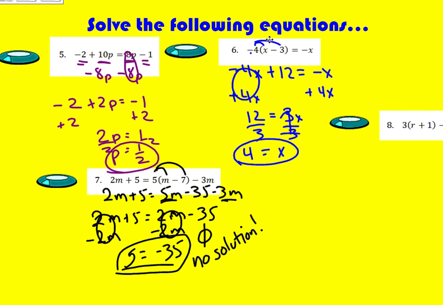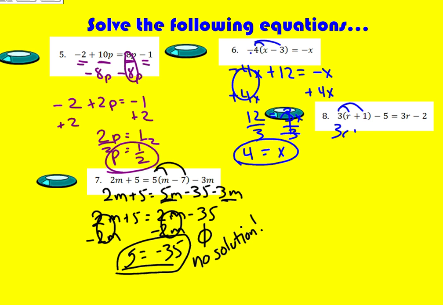Likewise, if you're ever working through a problem and you get something that's always true, that's going to be infinite solutions. The answer is going to be what we call all real numbers. All right, so let's take a look at this one. So if I have 3r plus 3, make sure you take it all the way through, equals 3r minus 2. So now simplify this. 3r minus 2 equals 3r minus 2.